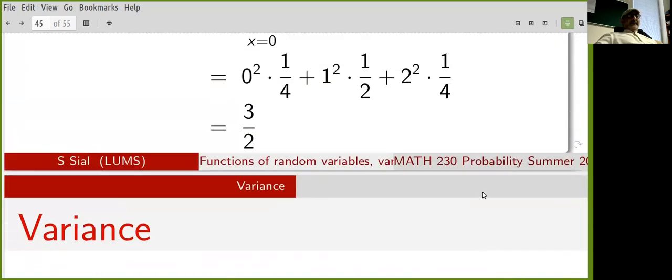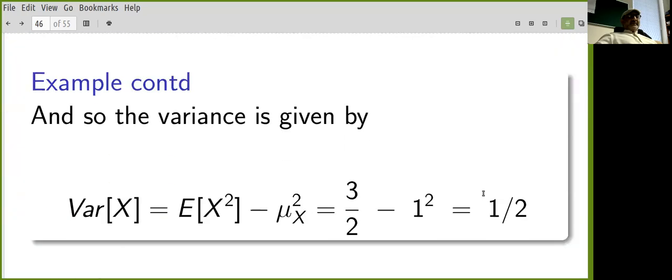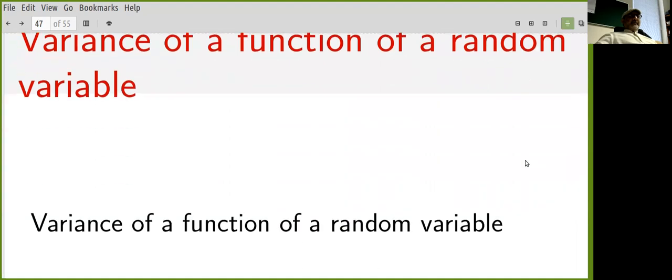And we had already worked out the expectation of x. So the variance of x is the expectation of x squared minus the expectation squared. So 3/2 minus, we already worked out that the expectation was 1, so this would be minus 1 squared, and that's equal to 1/2. All right, so depending upon what information you already have, this way of calculating the variance might be better.